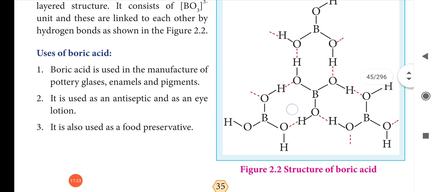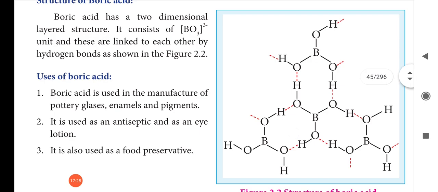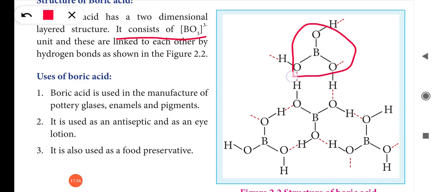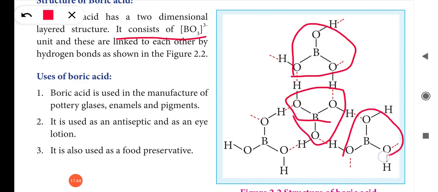See the figure 2.2. In this figure, it consists of BO3 units. See, this is one BO3 unit. This is another BO3 unit. This is one more BO3 unit.